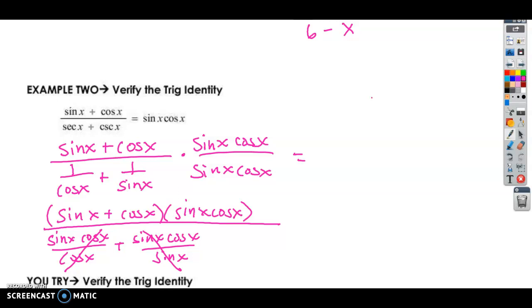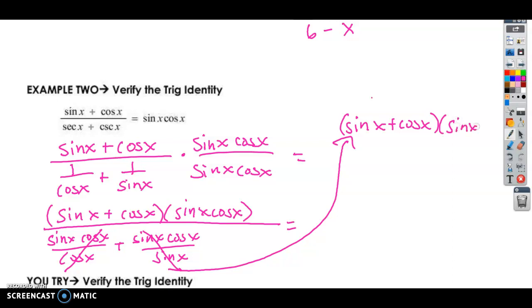So let's go ahead and, I'm running out of room. I can't forget my equal sign. I'm running out of room, so I'm going to draw my arrow up here, and I'm going to continue up here. So I'm going to rewrite this. My numerator is the same. And so I end up with sine of x plus cosine of x.